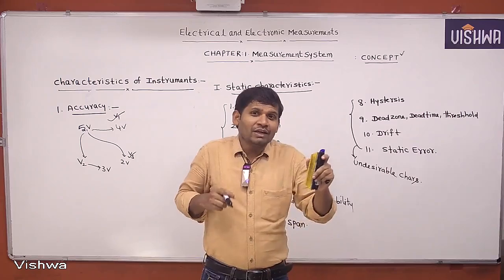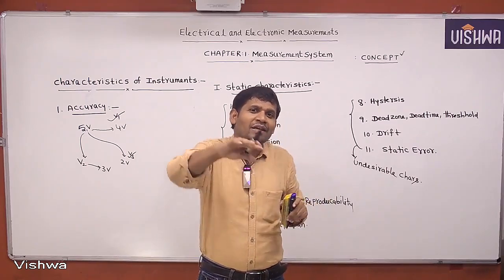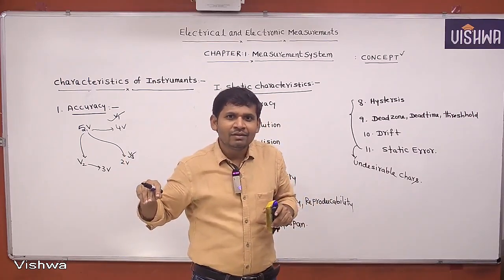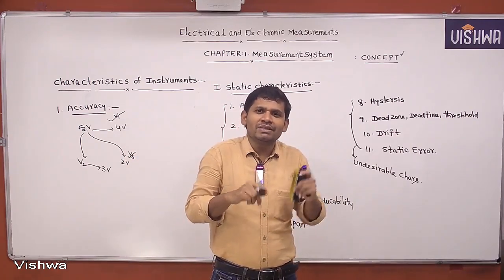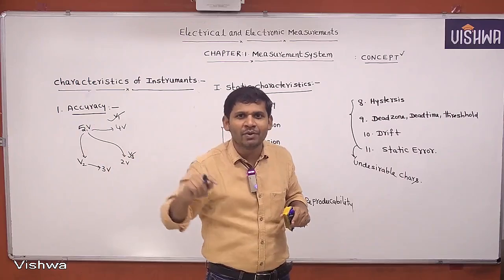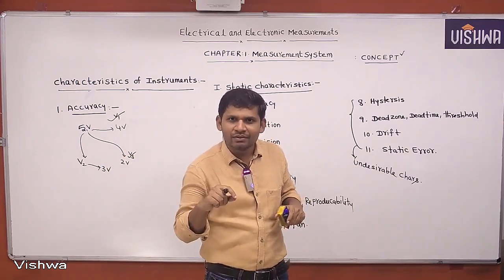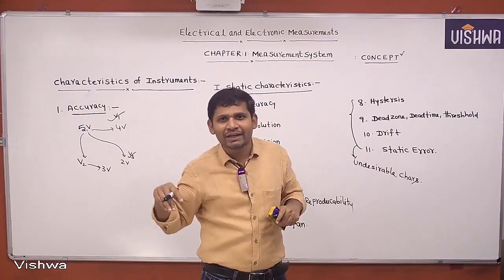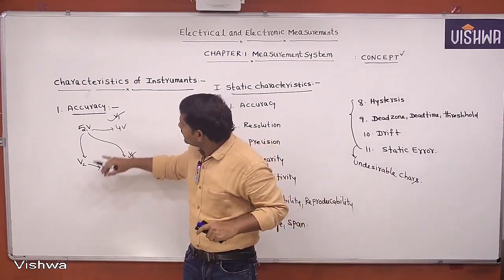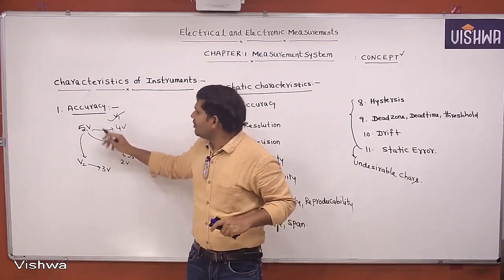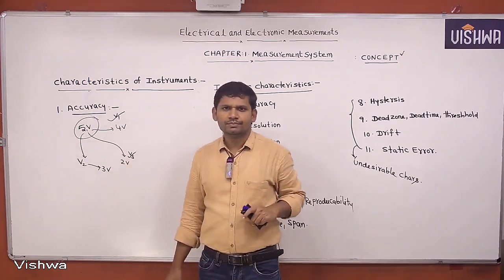But after giving 10 volts input to the meter, whatever the reading of the meter we are getting, that is the measured value. If you are giving some input, exactly that input you don't get in the reading of the meter. There must be some error. Then whatever the reading we are getting, that is nothing but a measured value. That's why this 2 volts, 3 volts, 4 volts are measured values, but this 5 volts is the true value.